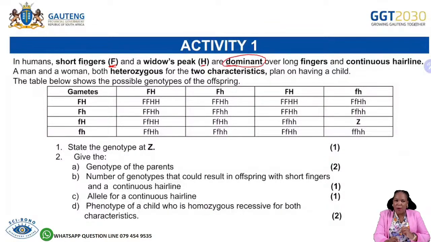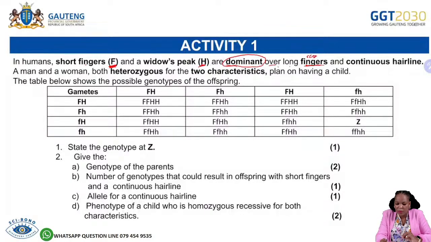You go back again, you check. Short fingers, our first characteristic. Widow's peak, our second characteristic. Both of them are dominant. What letters are used to represent them? F for finger length, H for the shape of the hair here in front. Those are the two characteristics. Over long fingers. What does it mean when they say over? Over long fingers means the long fingers are recessive.